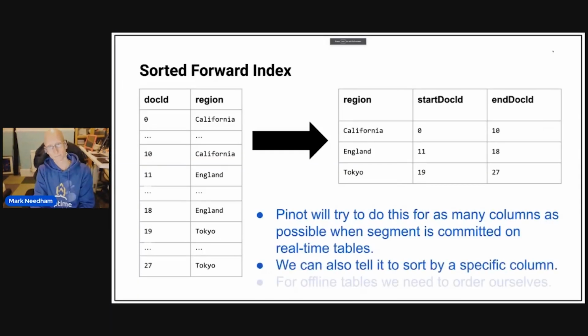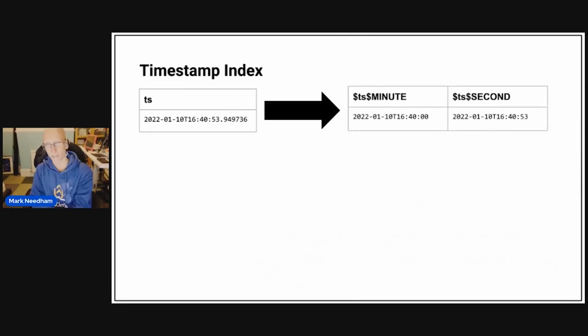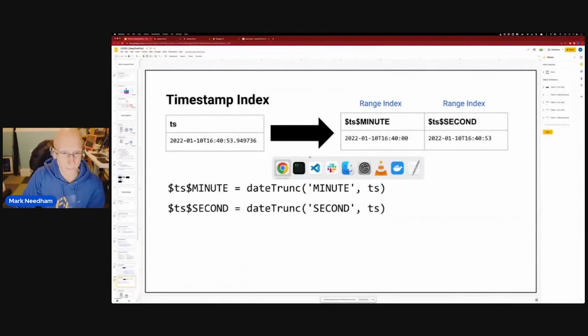So if I just walk you through what we've done, what it's done in the background is you have that timestamp index. It creates two extra columns, $TS$MINUTE and $TS$SECOND, and they're rounded appropriately. The minute one is rounded to the minute, the second one is rounded to the second. Effectively in the background, it's adding these derived columns using the date trunc function. And then also adding a range index to each one, which is kind of neat.